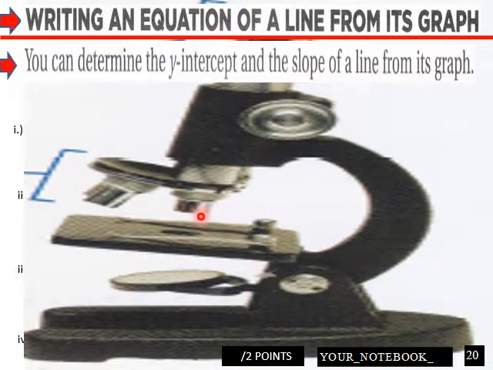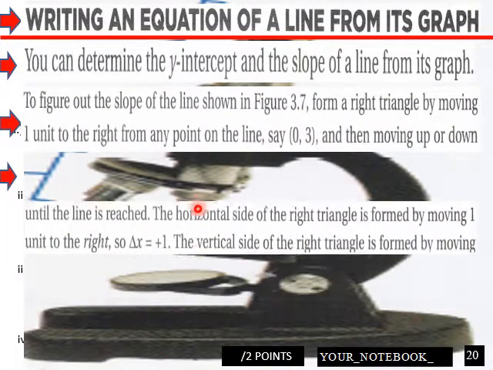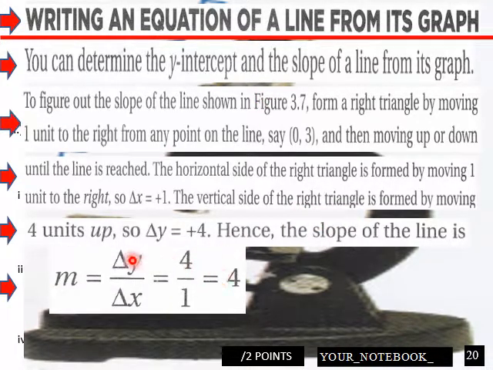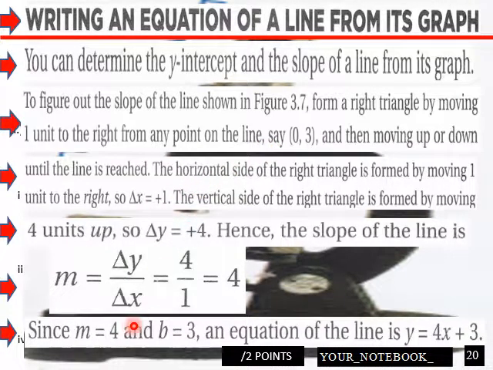Write an equation of a line from its graph. So now to determine an equation from a graph, you can form a right triangle to find the slope. You go down so many and over so many, so you have rise over run. Hence the slope of a line is delta y over delta x, rise over run, 4 over 1 in this case. Since m equals 4 and b equals 3, an equation of the line would be y equals 4x plus 3.